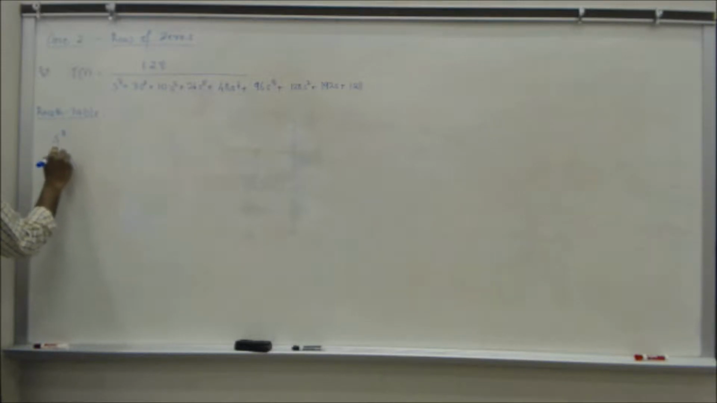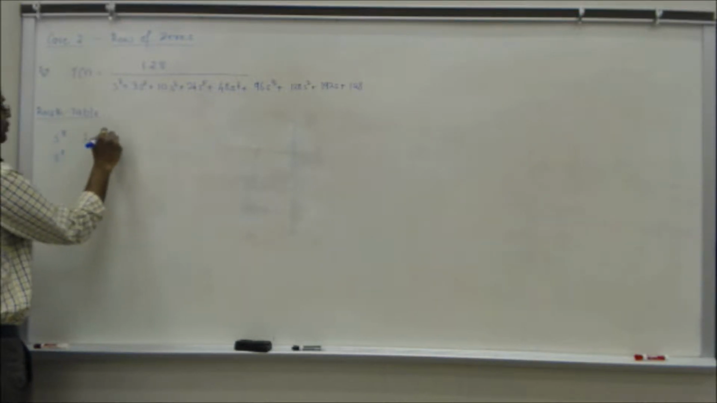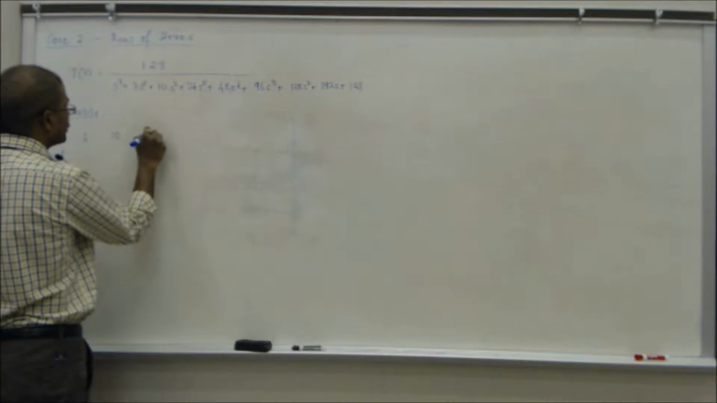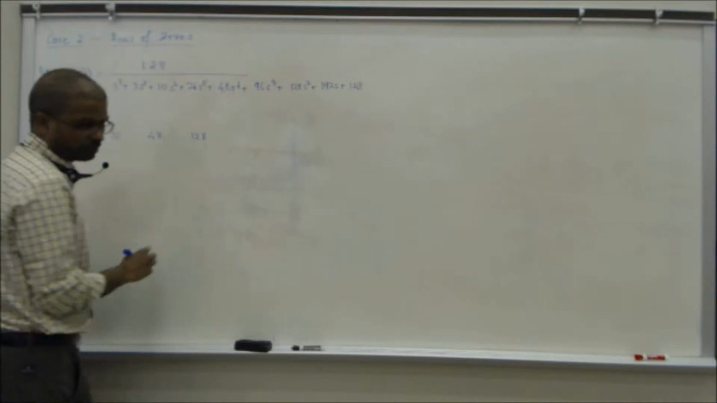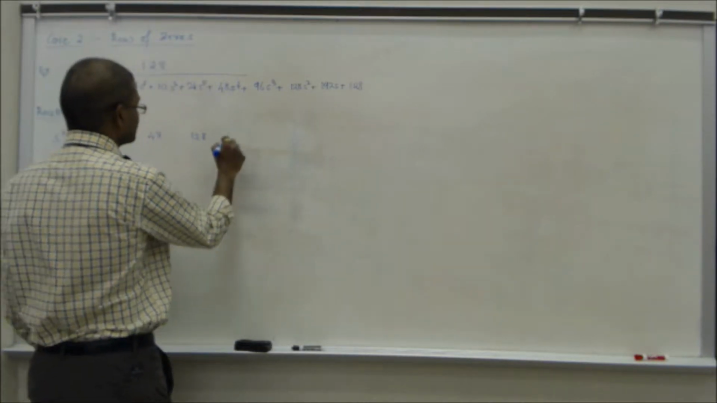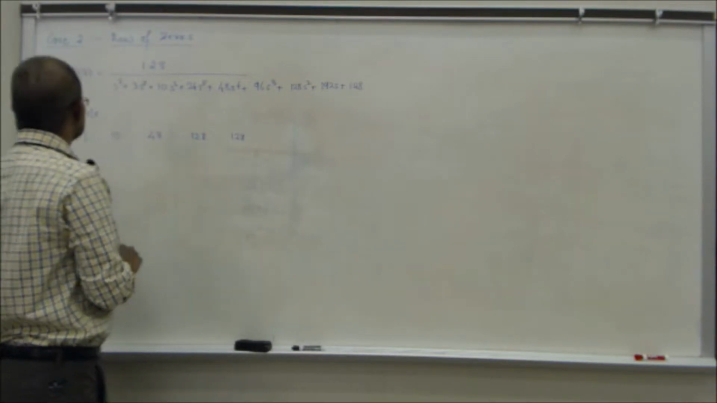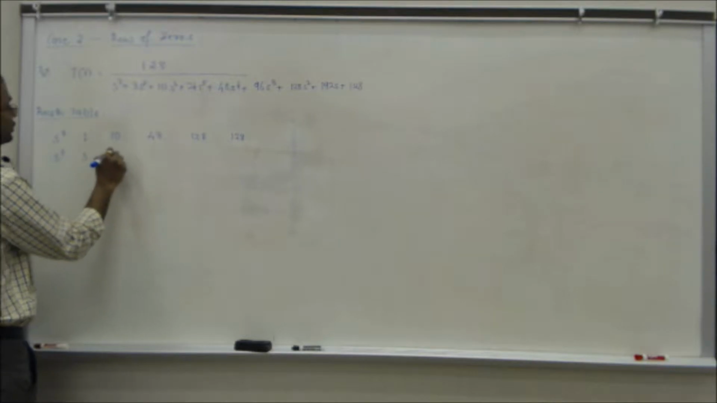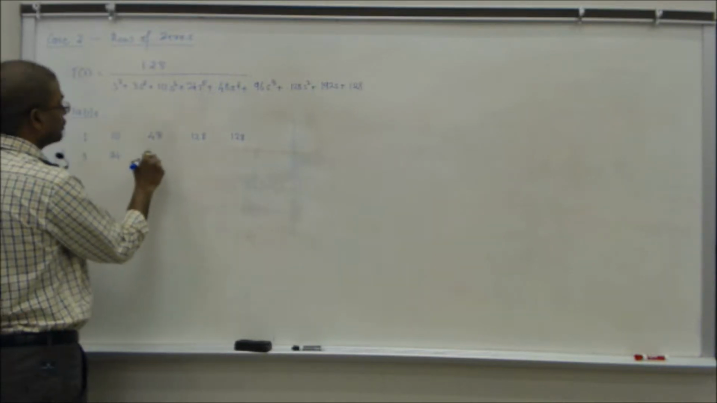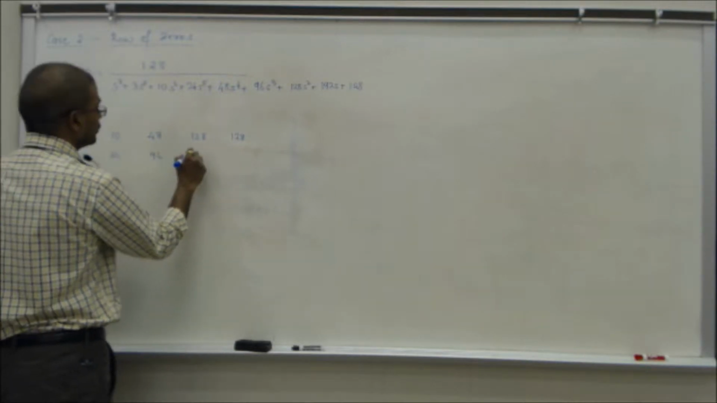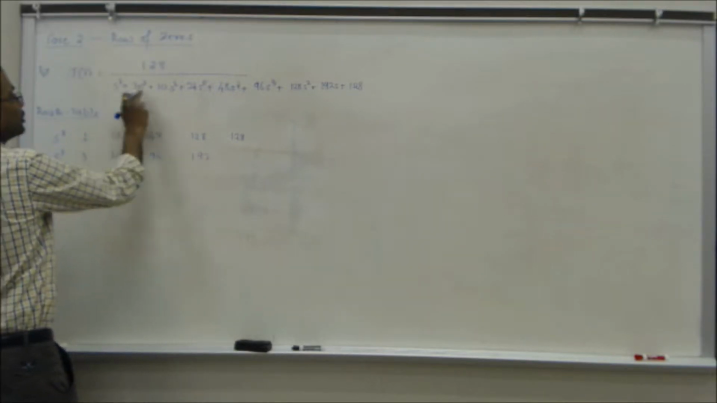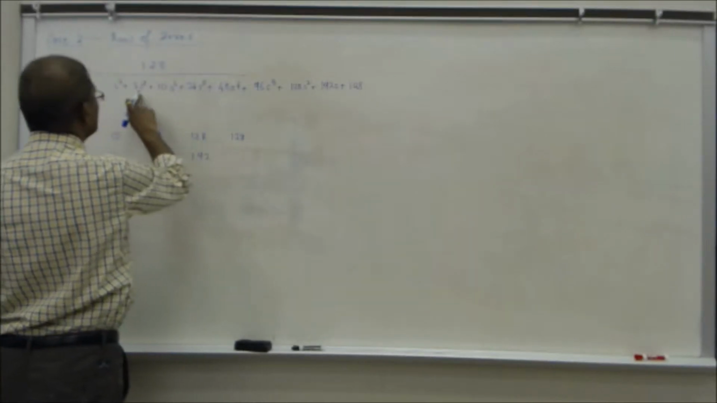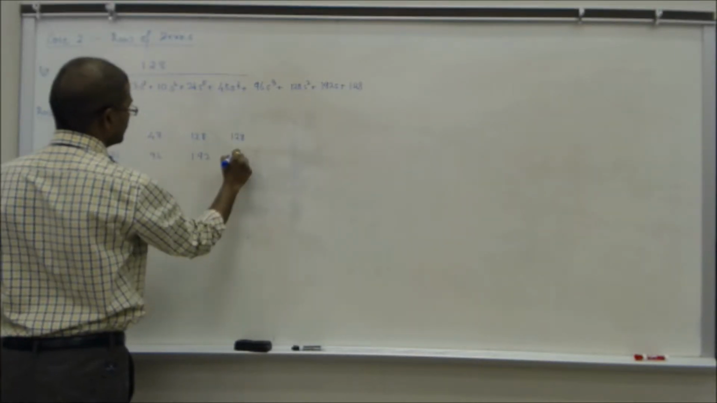So you construct your Routh table as S8, and you pre-populate the first two rows, right? You have 1, 10, 48, 128, and 128. Yeah, 128. Okay, and then you have 3, 24, 96, 192. Okay.